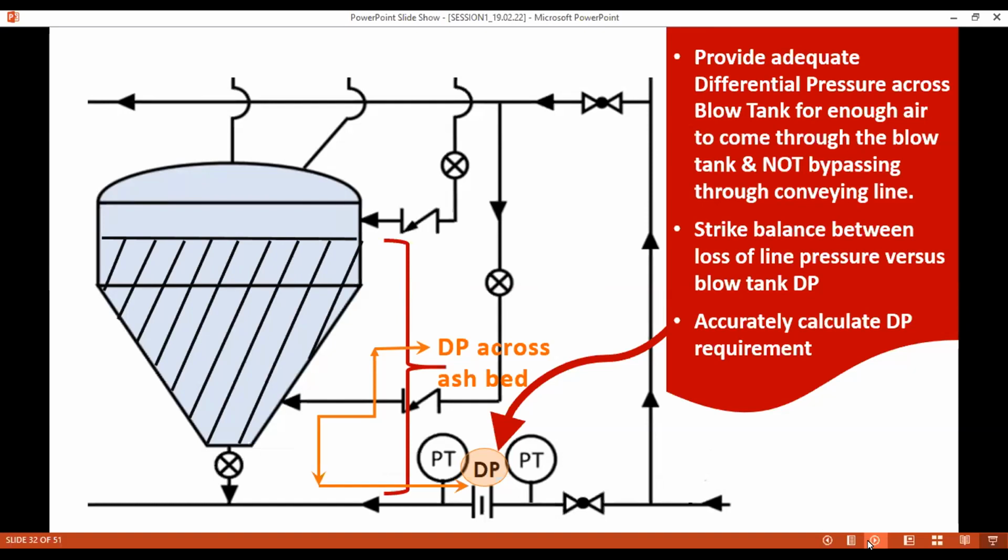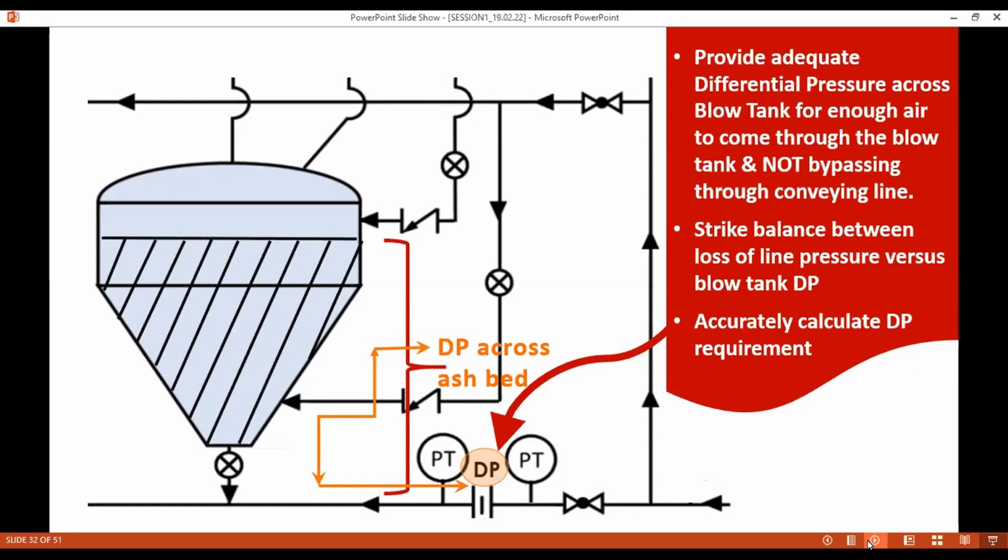The other way is you simply go straight through using the conveying air line. What are you going to take? Obviously, the conveying air path, the easy path. Everyone does it. All my students do it. They always take the easy path. That's very natural, isn't it? We all do it. So what will happen? Air is going to bypass that blow tank.